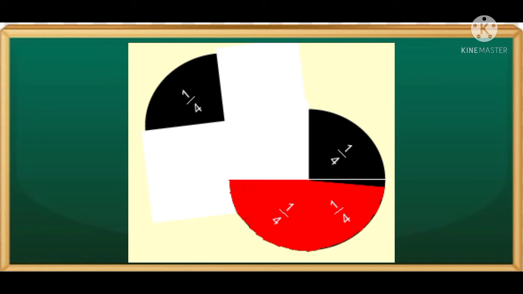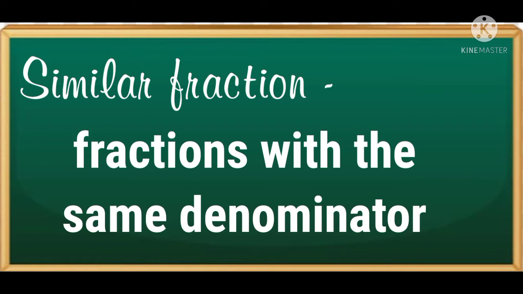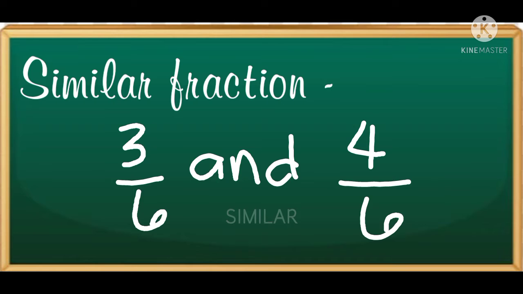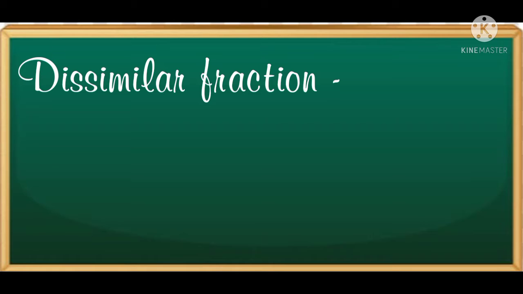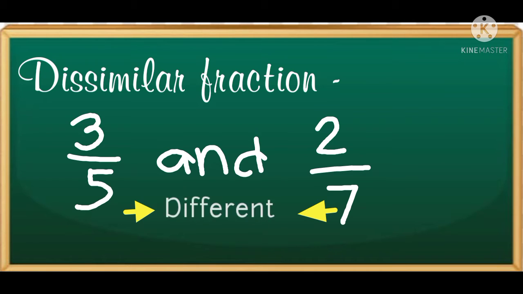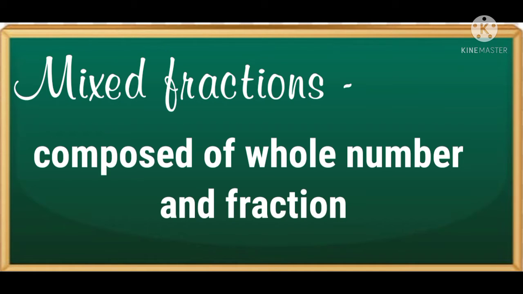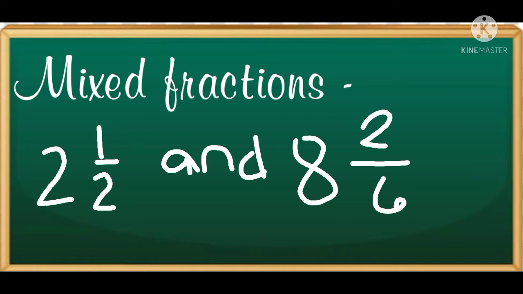There are some basic terms and rules of fractions to consider, such as the following. The similar fractions. These are the fractions with the same denominator. For example, 3 over 6 and 4 over 6. Another one is the dissimilar fractions. These are fractions with different denominators. For example, 3 over 5 and 2 over 7. And we have mixed fractions. It is composed of whole number and fraction, such as 2 and 1/2 and 8 and 2/6.